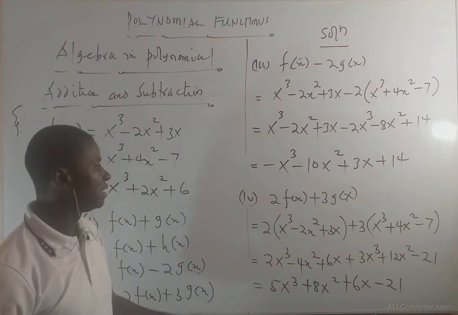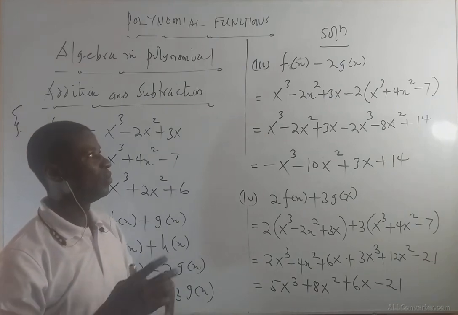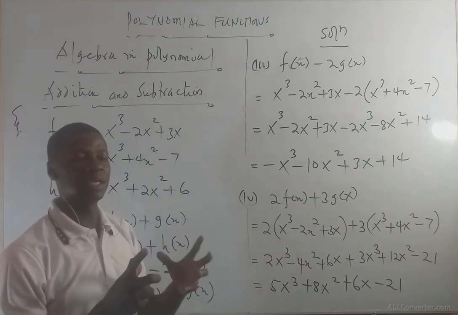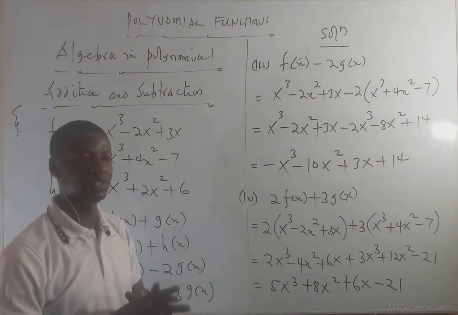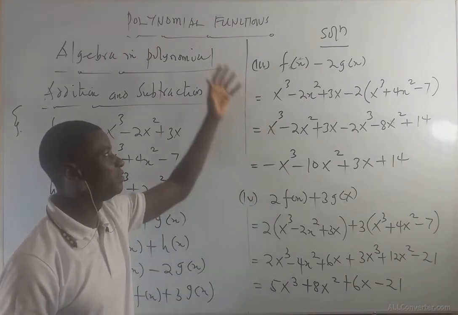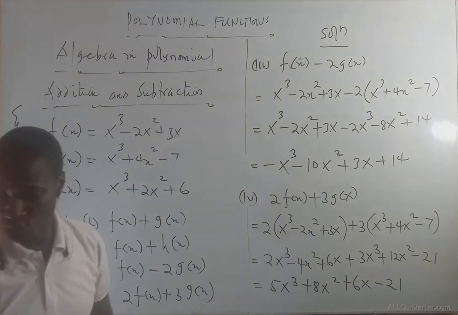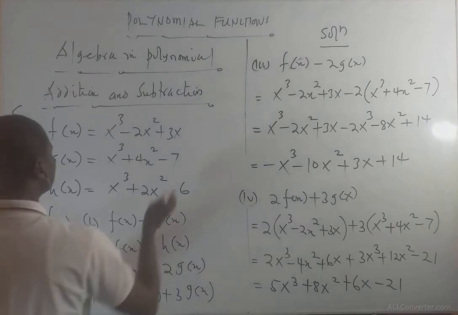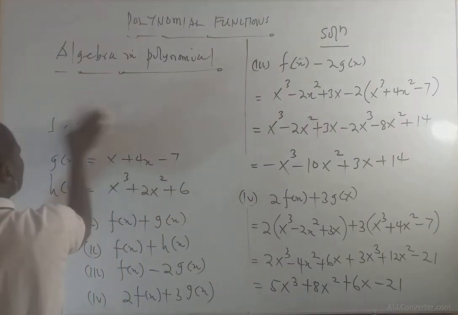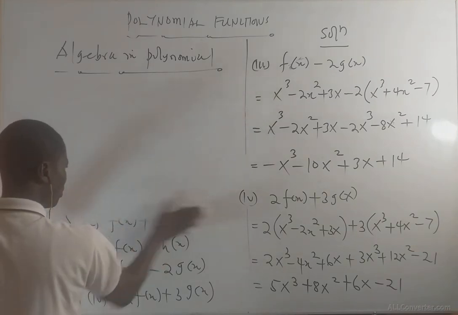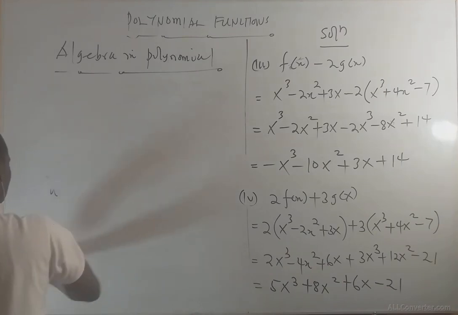So in general, that is how we add and subtract polynomials. When we are adding or subtracting, we check the like terms. Then we simplify them. If it's addition, we put them together. If it's subtraction, we subtract one from the other. So take note of that. In general, that is how we add and subtract polynomial functions.